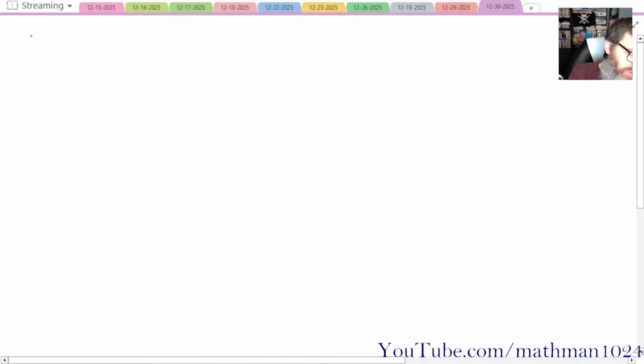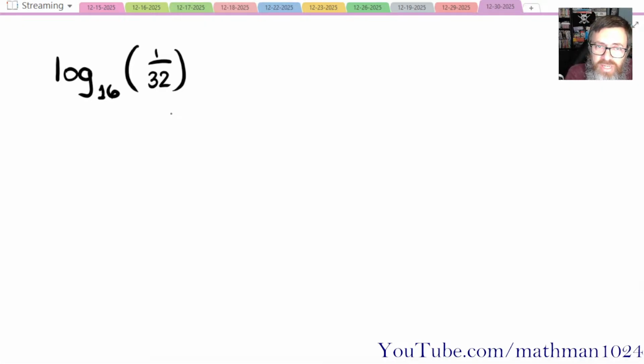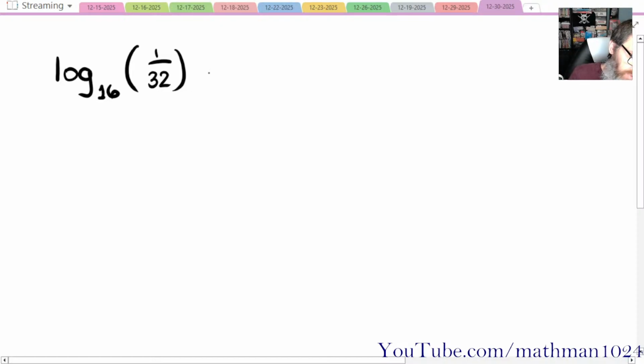So let's think about how we would evaluate an expression like this. Let's say log base 16 of 1 over 32. Now, I hope that we can look at this and see that there is a base that's common for both 16 and 32. It does say 1 over 32, but really for all practical purposes, it's just 32. The common base here is 2.